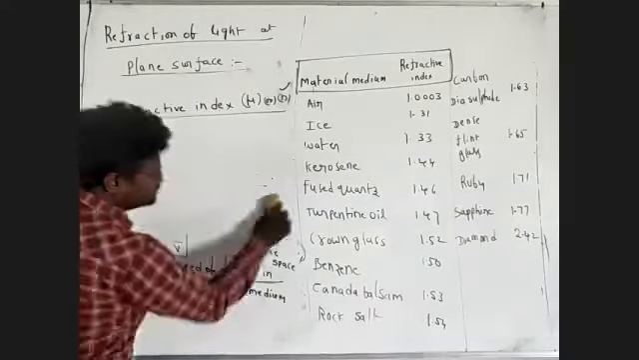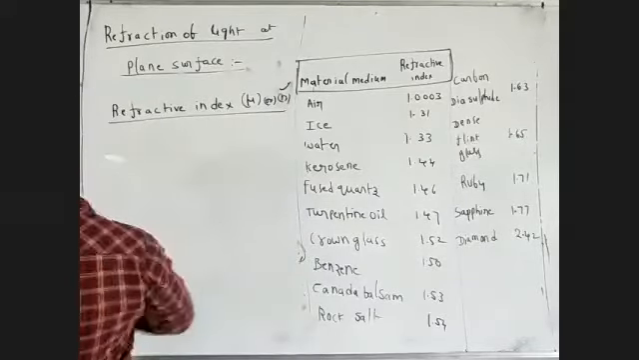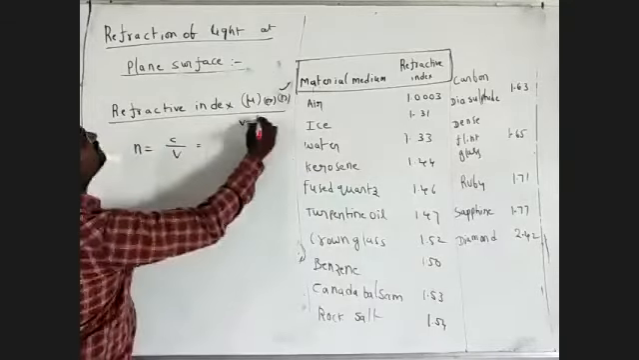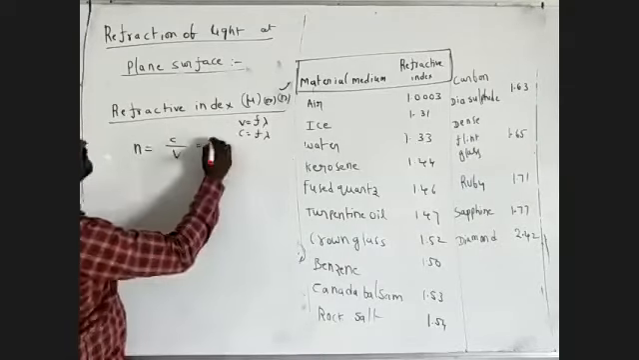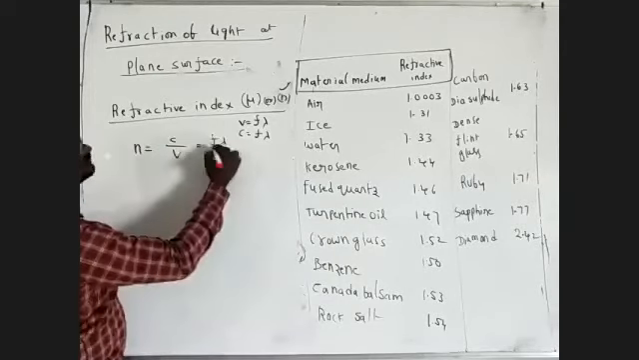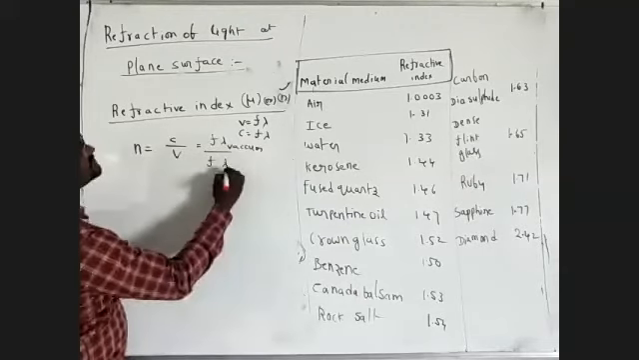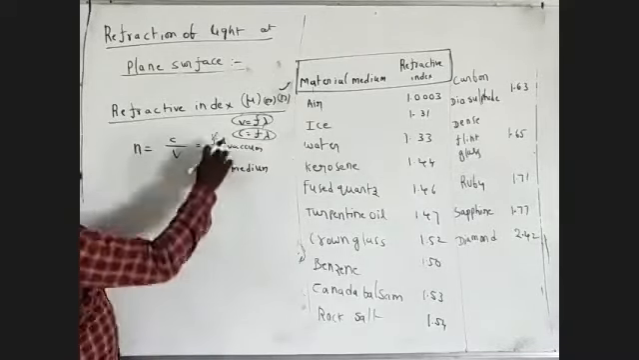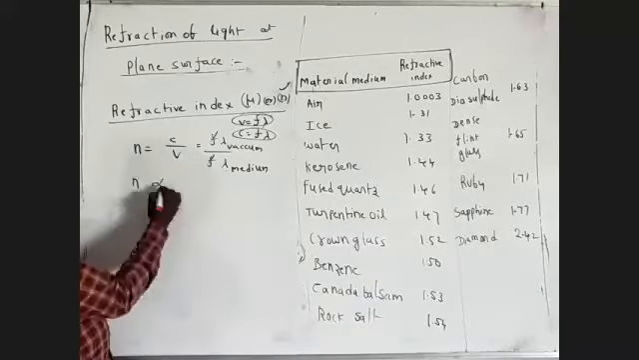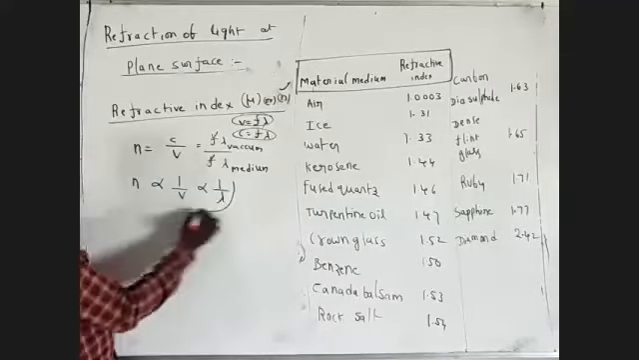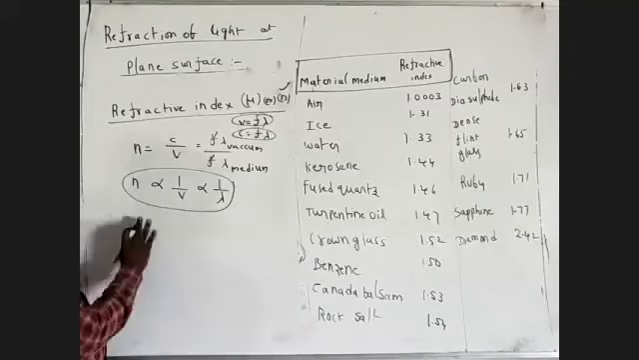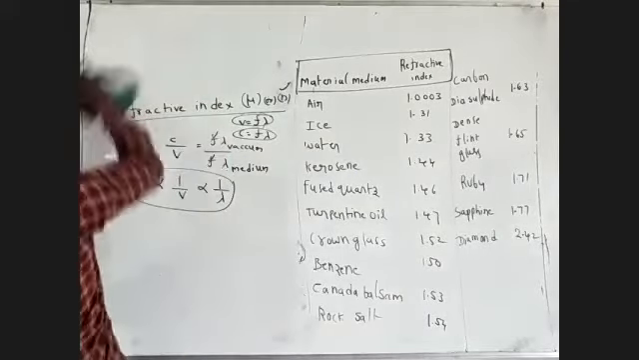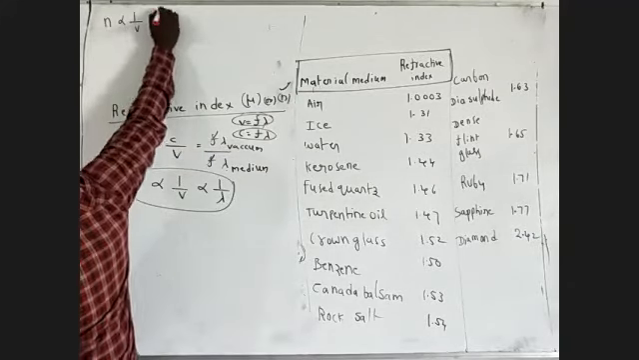Next, relative refractive index. In absolute refractive index, n is equal to c by v. We know v is equal to f lambda, and c is equal to f lambda. C means free space, that is vacuum, and this is a medium. Frequency is constant, but wavelength and speed are different. Now n is inversely proportional to v, and inversely proportional to lambda. Keep in mind, this point is very important.